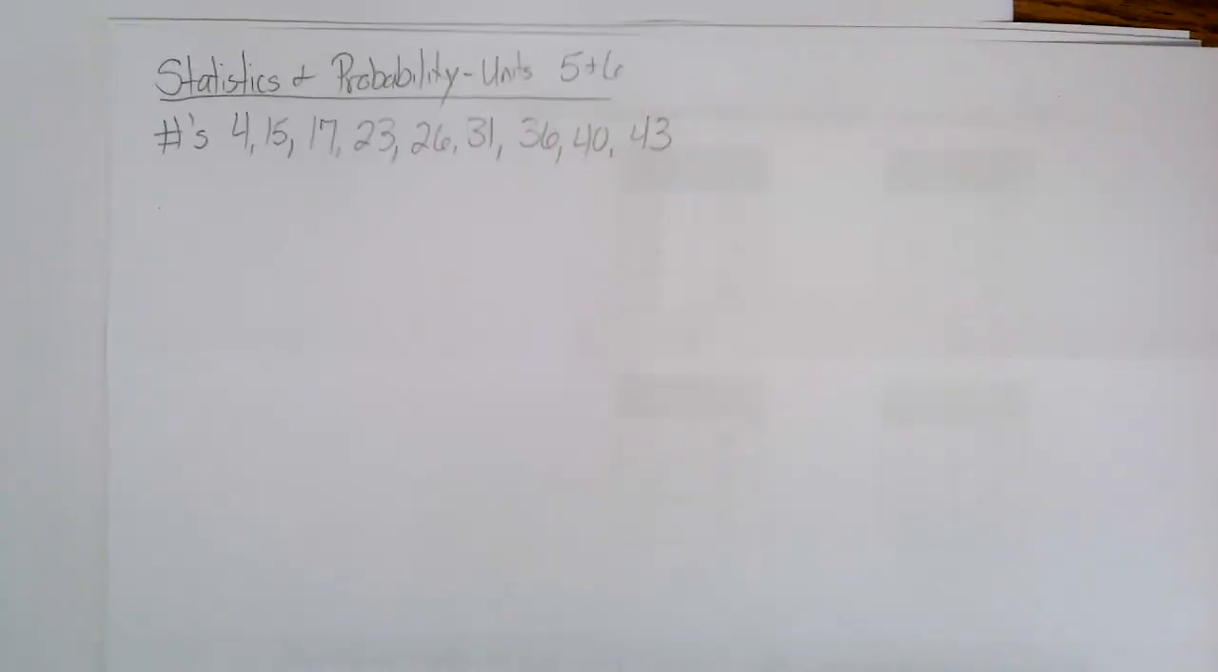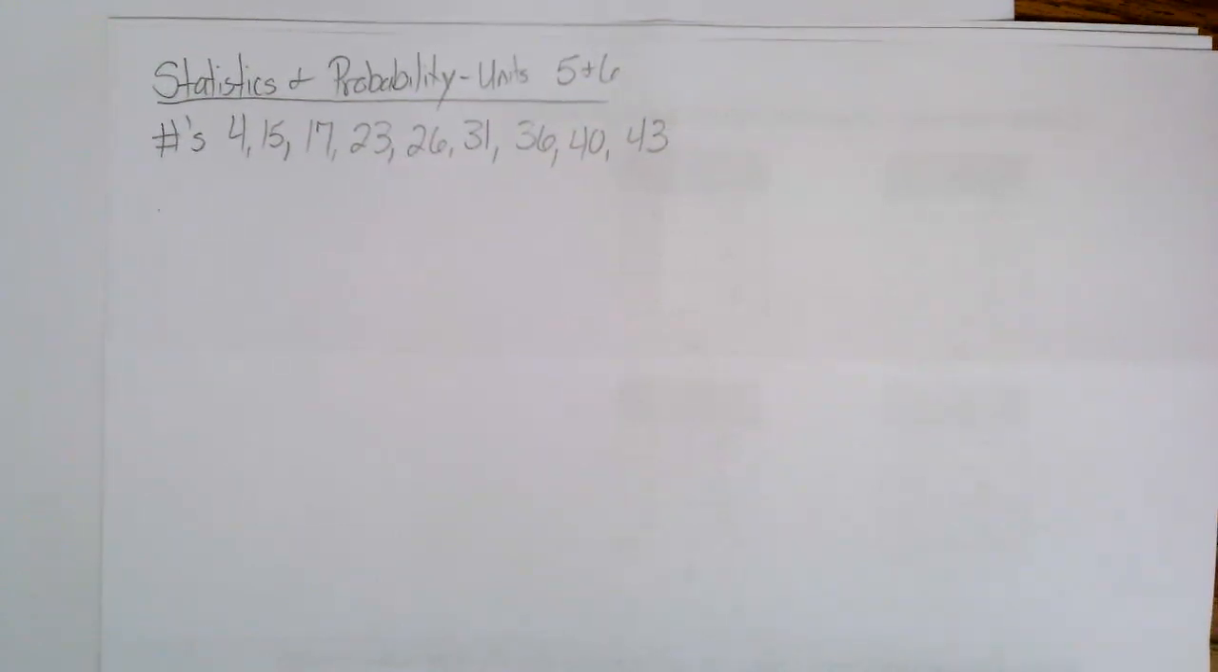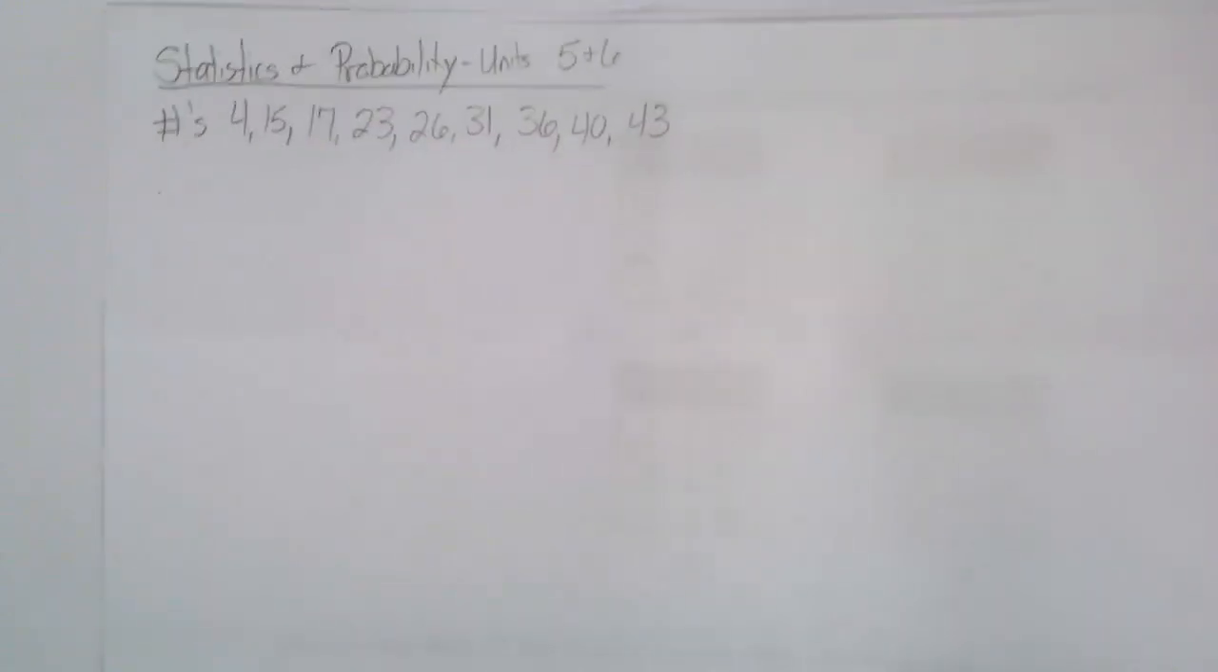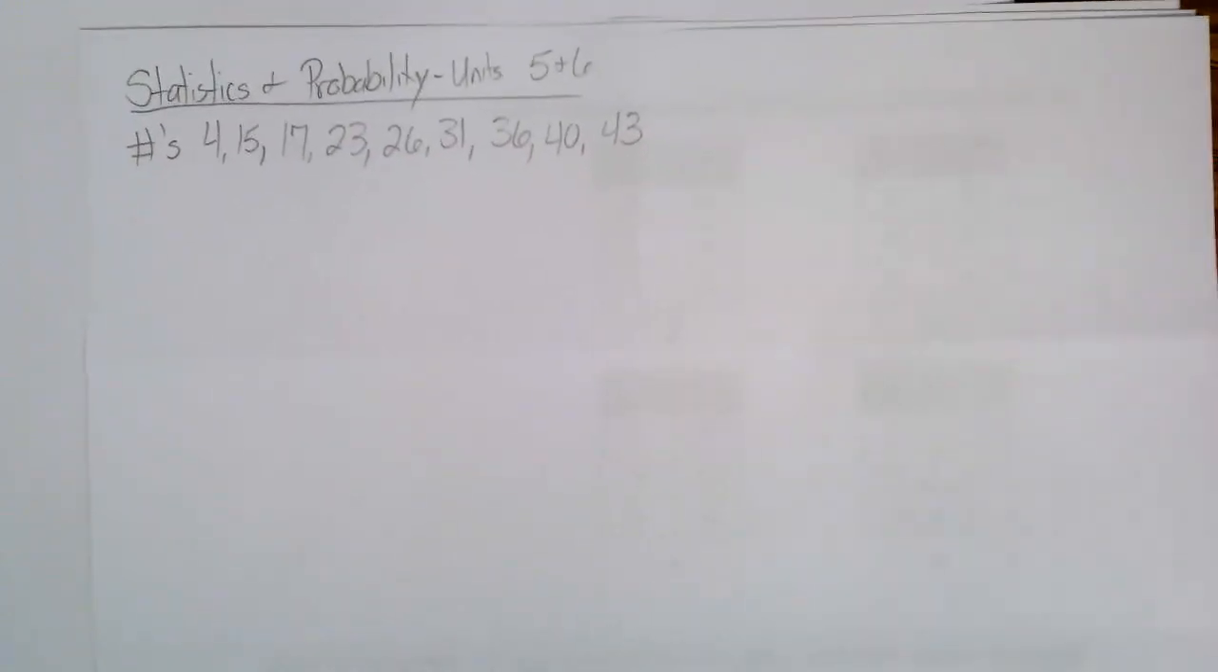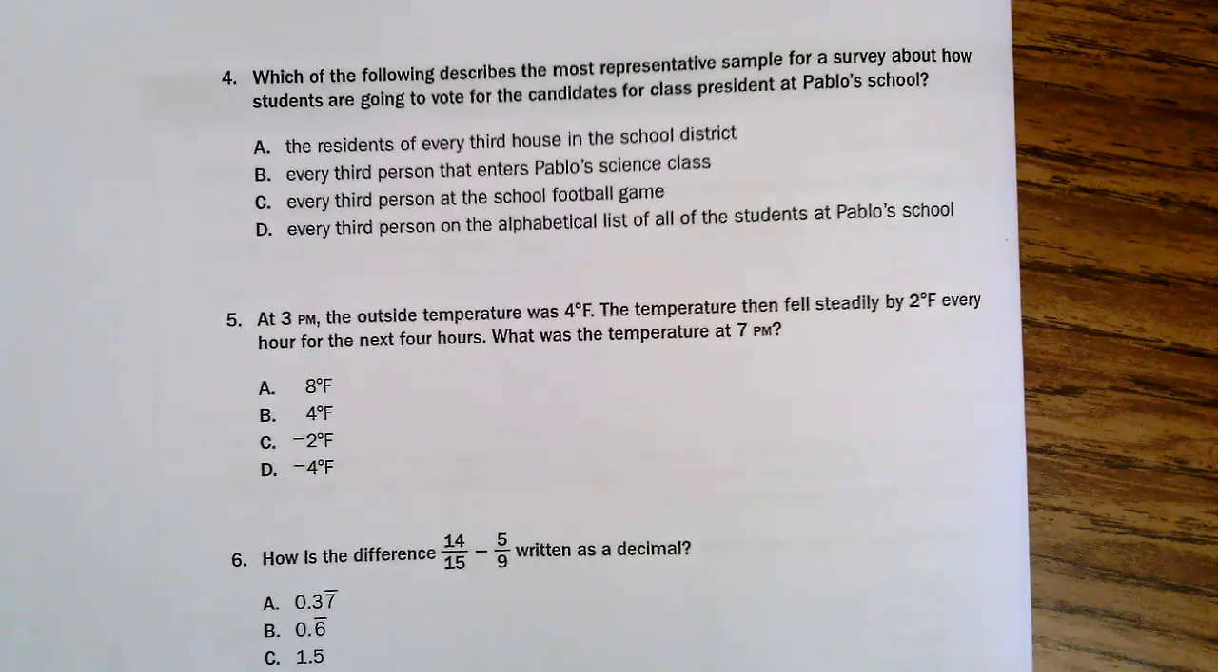This last video, the Georgia Milestones review, will cover units 5 and 6, which is statistics and probability. We'll cover numbers 4, 15, 17, 23, 26, 31, 36, 40, and 43. And then that will have us completing all of the Georgia Milestones review. So let's start with number 4.